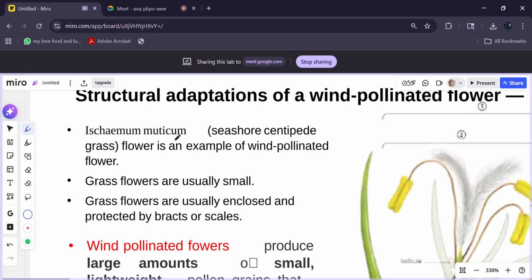Grasses are a good example of wind pollinated flowers. Grasses are usually small. They are grouped in inflorescences, which are dull colored, scentless, and without nectar. Unlike insect pollinated flowers, wind pollinated flowers don't have brightly colored petals and don't have an attractive smell to attract insects. Grass flowers are usually enclosed and protected by a leaf-like structure called bract or scales.